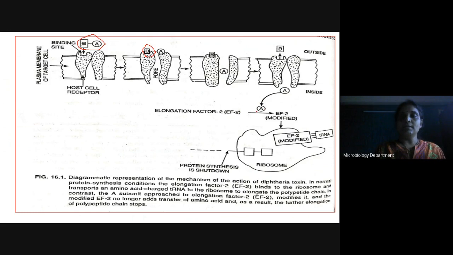Here, this A subunit attaches to elongation factor 2, which is essential for protein synthesis, and modifies elongation factor 2 by attaching the adenosyl group from NAD. This modified EF2 will not participate in protein synthesis, so protein synthesis is shut down. It leads to the death of the host cell. This is about diphtheria toxin and its working mechanism.